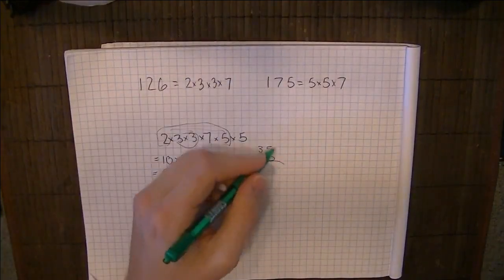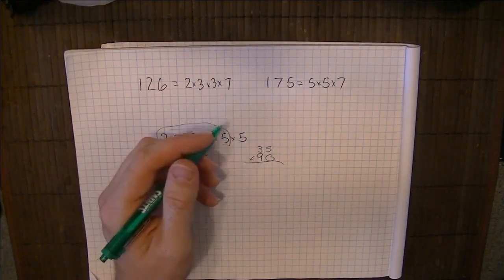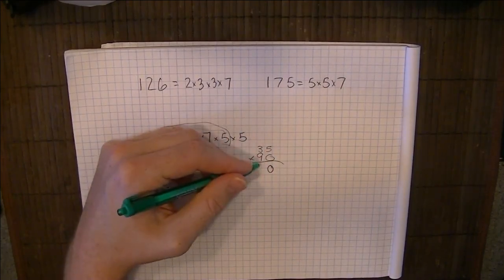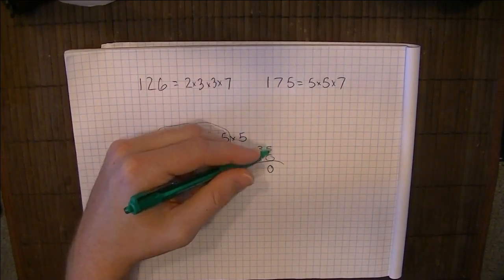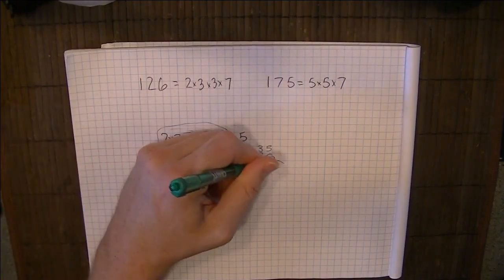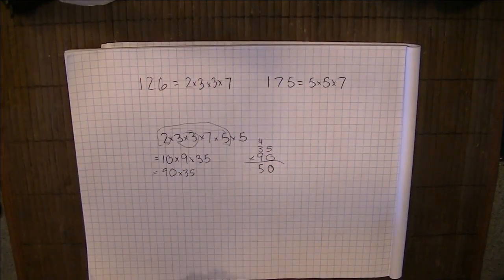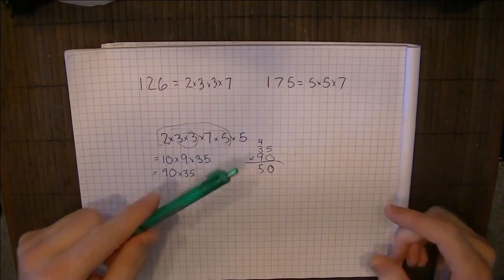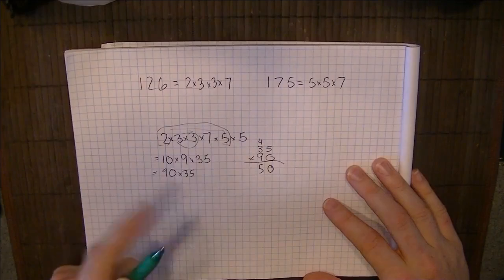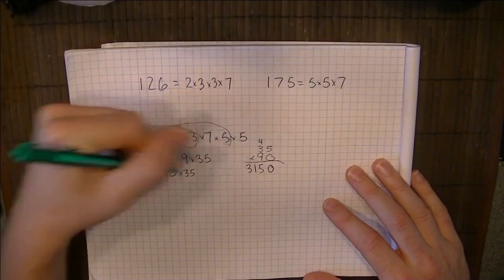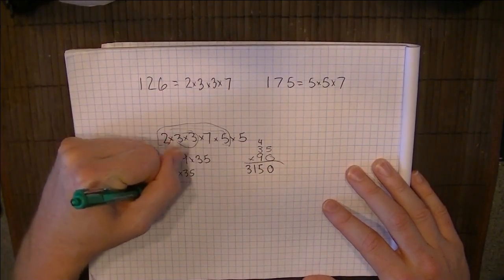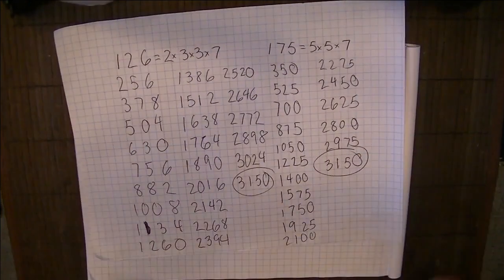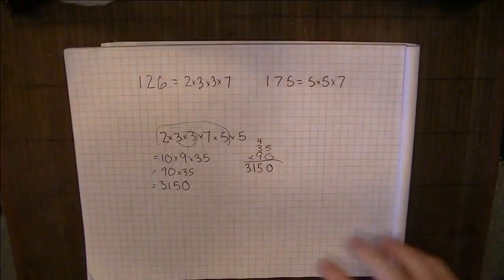35 times 90, 0 times 5 is 0, 0 times 3 is 0, so we don't have to worry about that. We can just skip ahead, put a 0 down and say, okay, 9 times 5, well, that's 45. And 9 times 3, that is 27, right? And then adding 4 to that gives me 31. And lo and behold, 3,150, which is the number that we got before. Okay, so that's much faster.